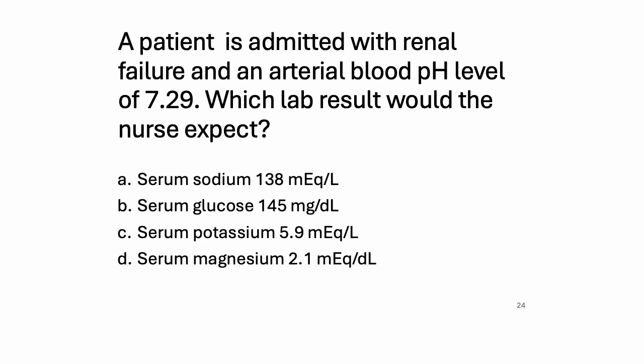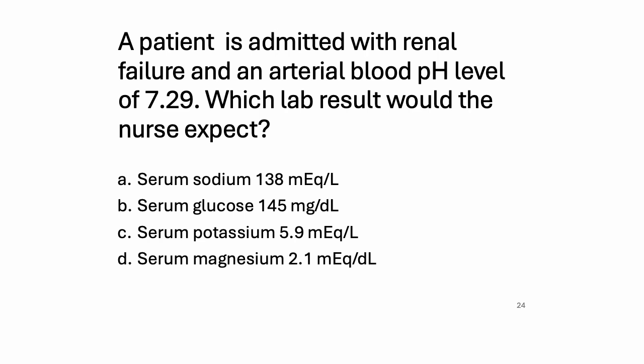So let's look at a question and see if we can put all of these points together for one of our electrolytes. We have a patient who is admitted with renal failure and an arterial blood pH level of 7.29. Which lab result would the nurse expect? We have to understand that a common cause of acidosis, which is a pH level below 7.35, is renal failure. So it's affecting the kidneys.